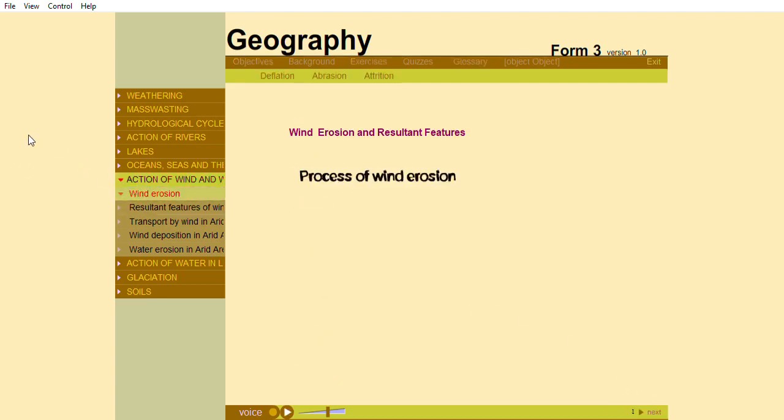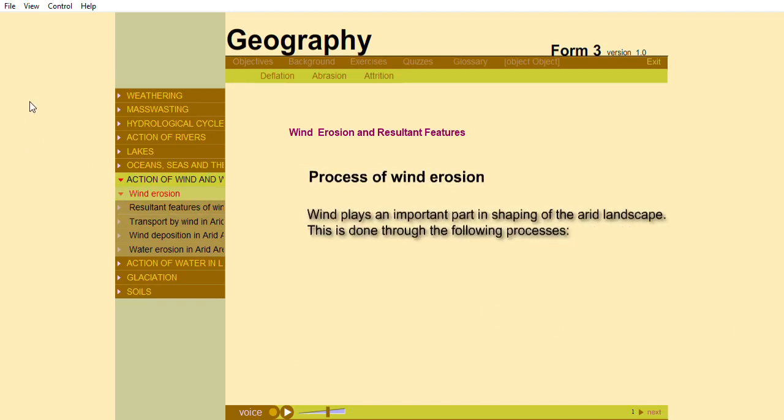Wind erosion and resultant features. Process of wind erosion. Wind plays an important role in shaping of the arid landscape. This is done through the following processes: deflation, abrasion, and attrition.